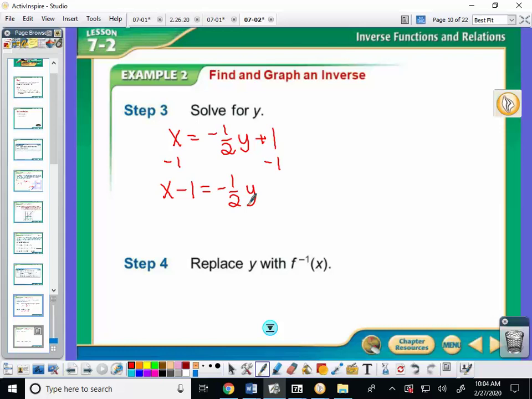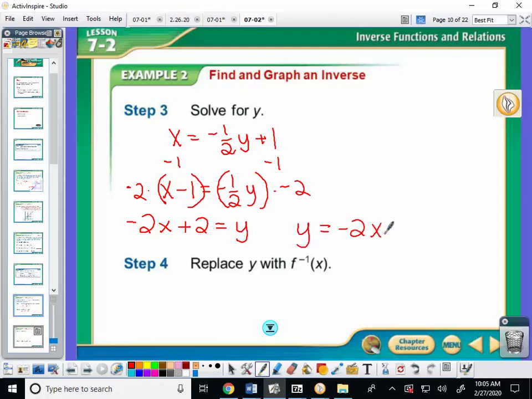Now what would I do to get y by itself? I don't want to divide by a fraction. What do I want to do? Multiply by negative 2. So I'm going to multiply the right side of the equation by negative 2, and I'm going to multiply the left side of the equation by negative 2. So we'll distribute the negative 2. We have negative 2x plus 2 equals y. I'm going to flip this around and say y equals negative 2x plus 2.